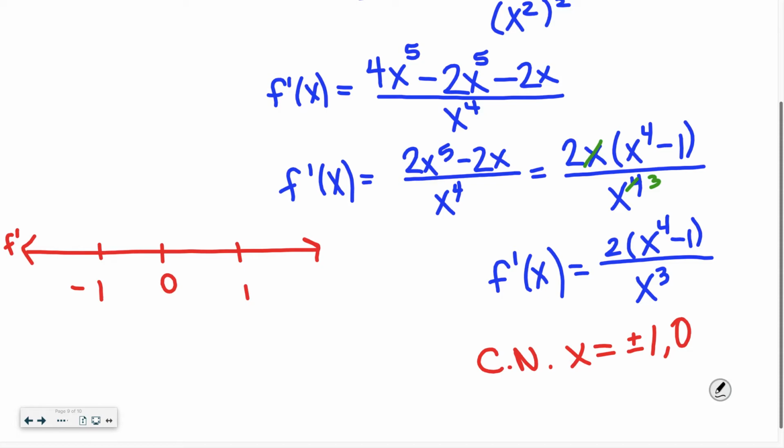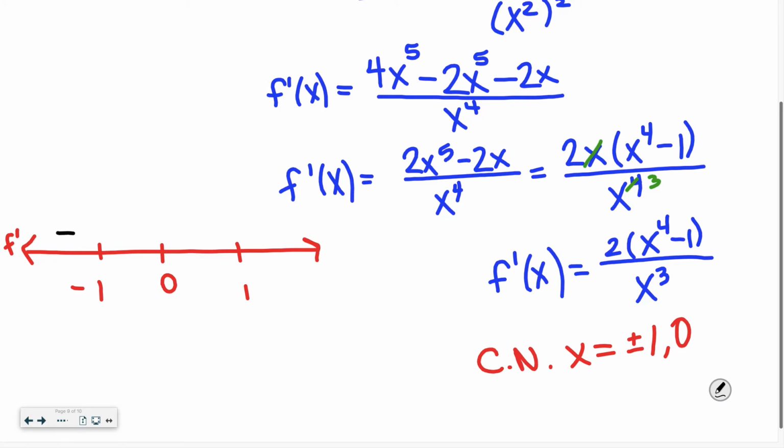We can plug in negative 2, right? Negative 2 would create a what kind of numerator? Positive. But negative 2 cubed would be negative. So we have a positive over a negative, which means this interval is negative. All right, now unfortunately we have to choose like negative 1/2 here. Okay, that's okay, we can handle it.